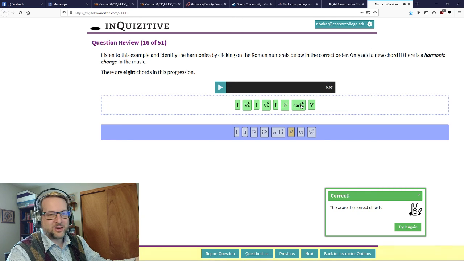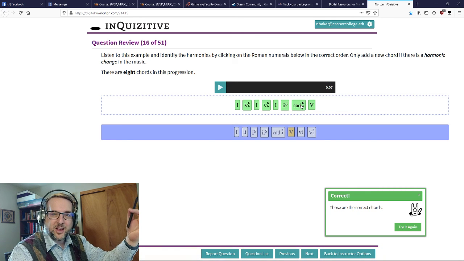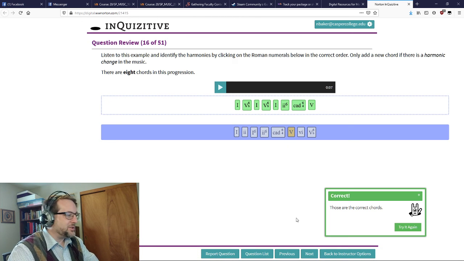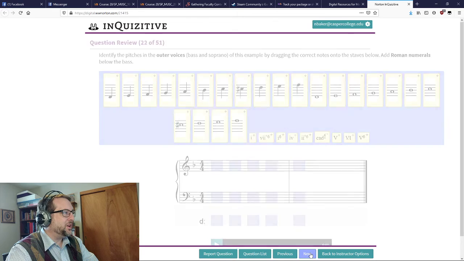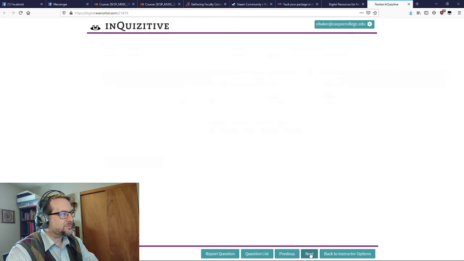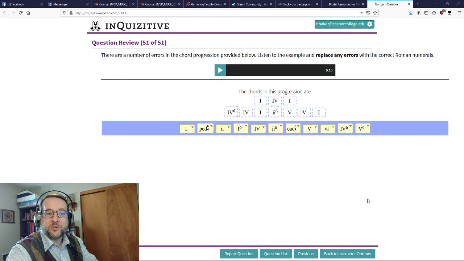Did you hear that cadential 6/4 hang on and then resolve? Good. Last one, let's take a look at an error detection, number 51. Once again, what we're doing, we're listening for the bass. And the bass is going to help us figure out what the chords are. So we're going to listen and see what we hear.